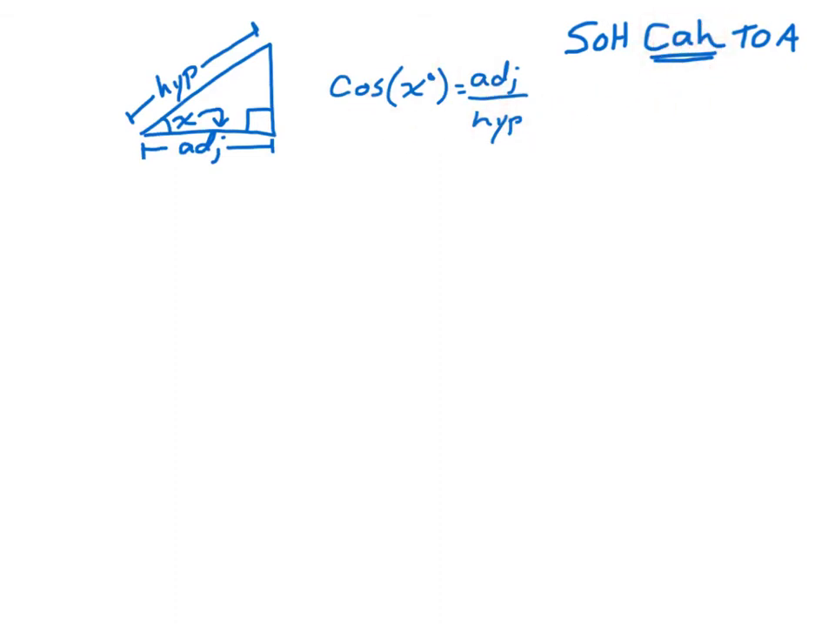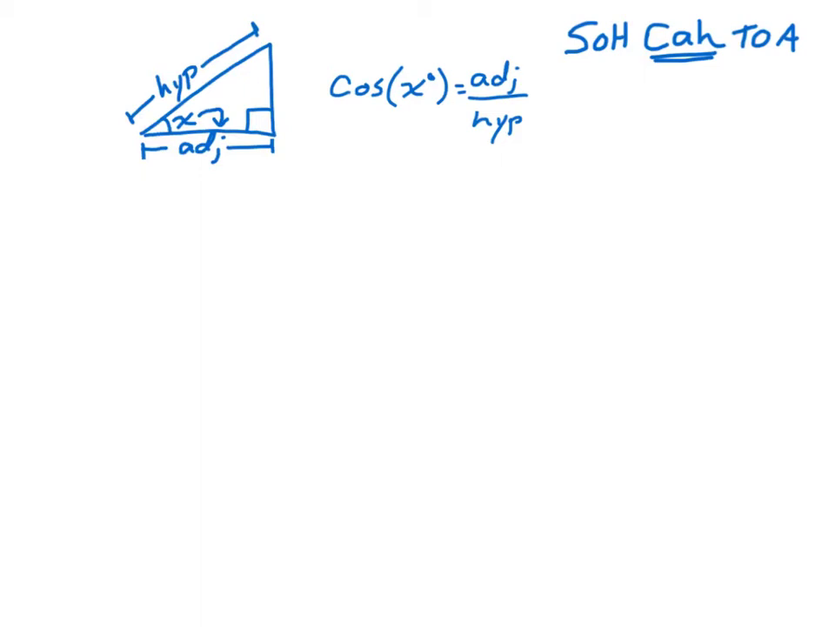The A is on top, the H is on bottom. The O is on top, the H is on bottom. Right? It's the sine of an angle equals the O is on top, the H is on bottom. The cosine of an angle, sorry, the A is on top, the H is on bottom. And it's always going to look like that. That's why this is such a cool tool. One tool and you've got everything you could ever want.